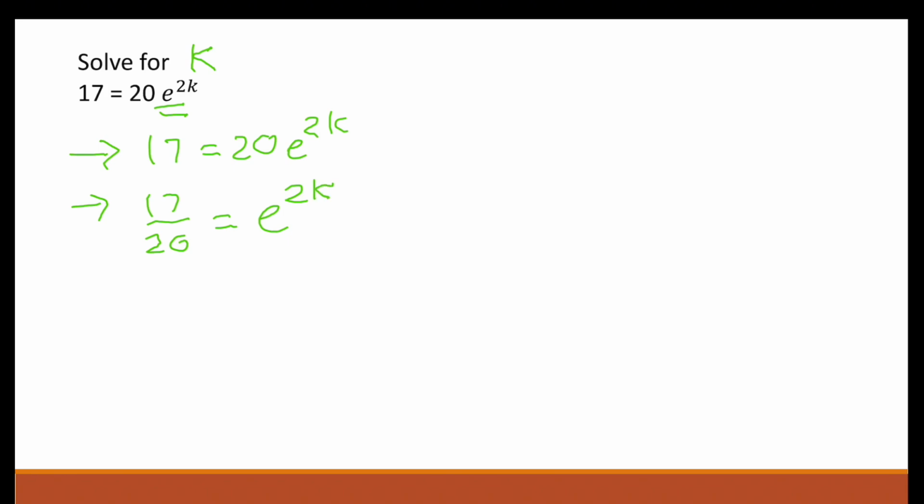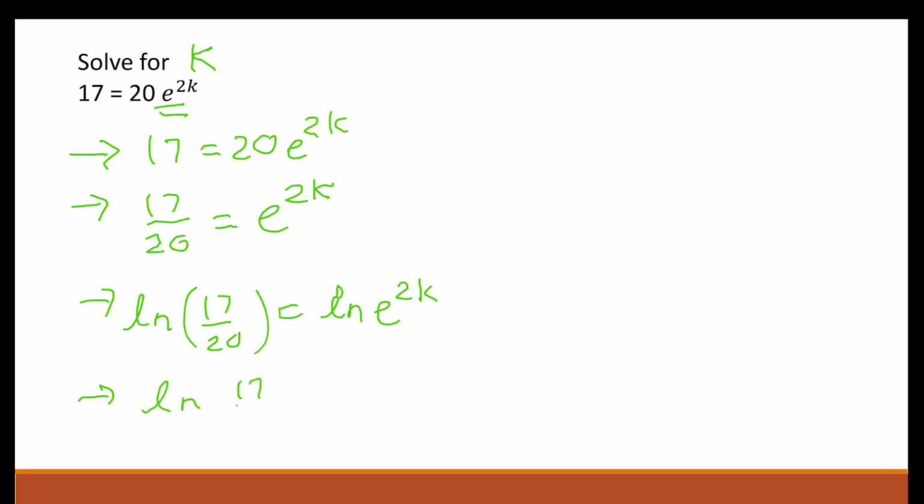Now I want to bring 2k from the exponent to the base so I can work with it. And for that purpose, we'll use a natural log on both ends. So we have a natural log of 17 upon 20, which is equal to the natural log of e to the power 2k. Now the natural log of 17 by 20 is something which we cannot do anything with. It has to remain as it is.